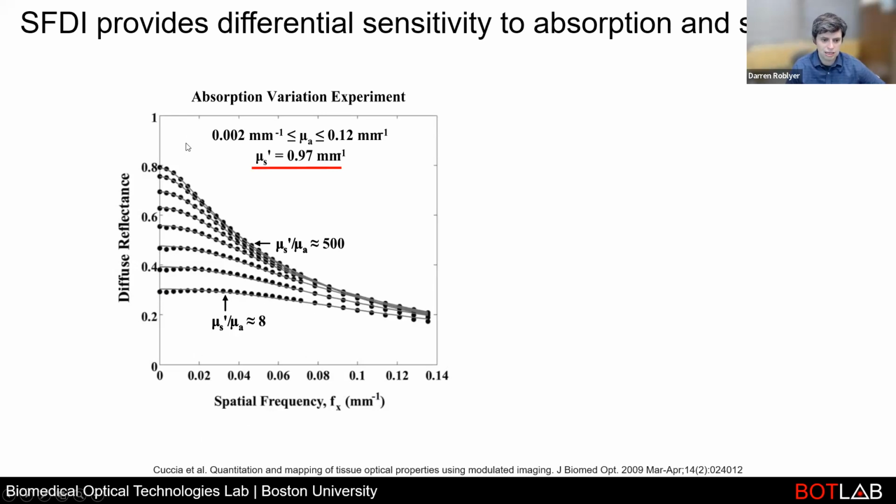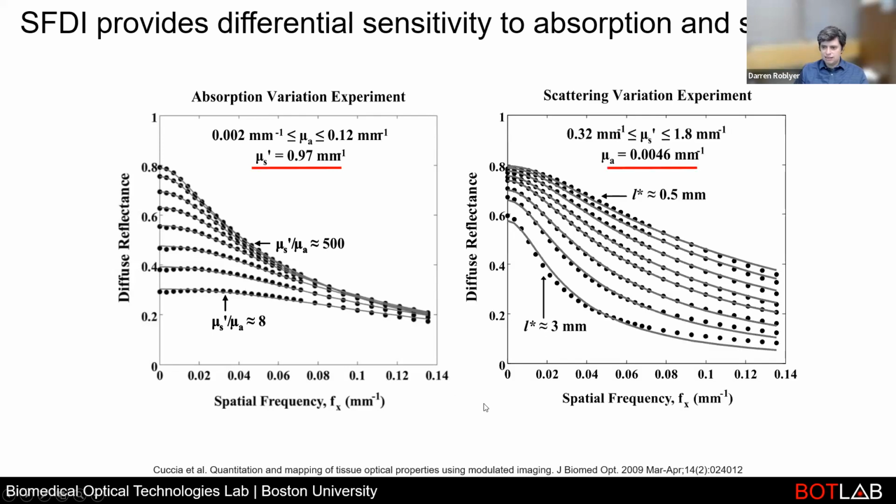So absorption is increasing as we go down the page. And what you'll see here is that at low spatial frequencies, there's a lot of difference between the diffuse reflectance, this is your measurement, when you change mu A, whereas at high spatial frequency, there's very little. So this tells us that, again, low spatial frequencies are sensitive to changes in absorption or absorption in tissue.